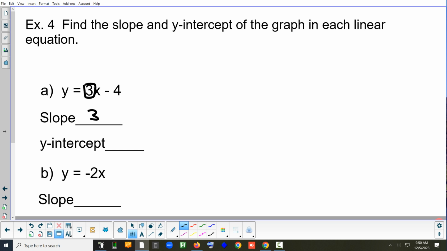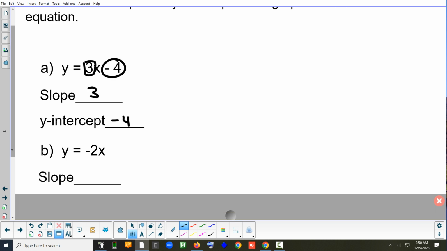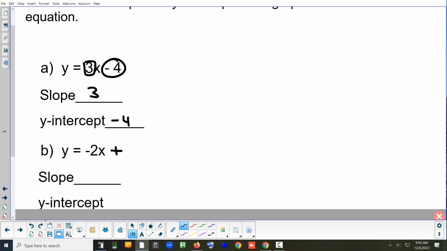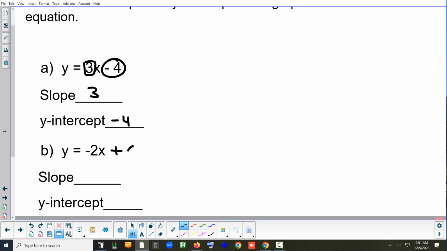Careful. Negative 4. That's the y-intercept. Now, in this one, they didn't put a number on the end. So what do you think that means the y-intercept would be? 0. If they don't put anything, you can put plus 0. So the y-intercept is 0. And what do you think the slope is? Negative 2.